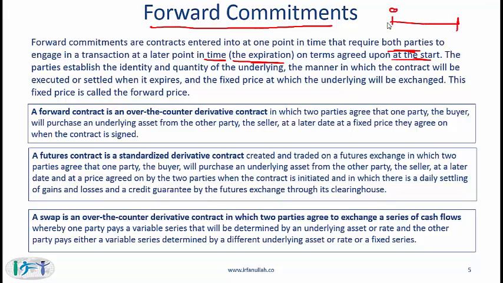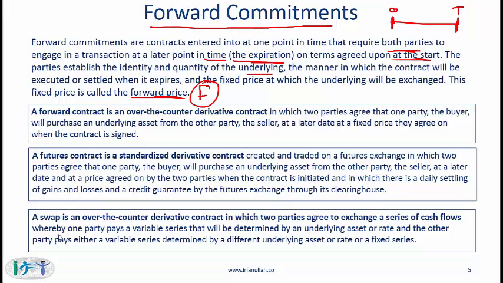So at time 0, two parties agree on a transaction which happens at expiration, often denoted by big T. The parties establish the identity and quantity of the underlying, the manner in which the contract will be executed or settled when it expires, and the fixed price at which the underlying will be exchanged. This fixed price is called the forward price and often denoted by the symbol big F.